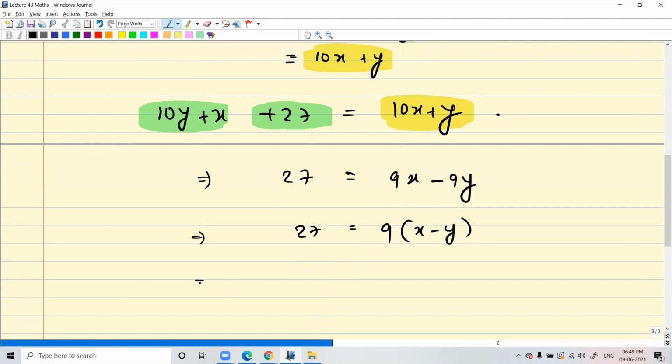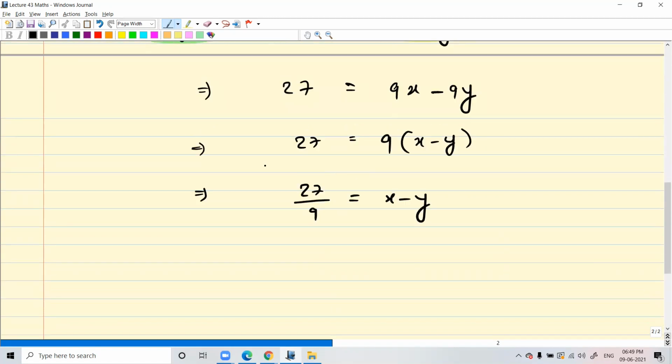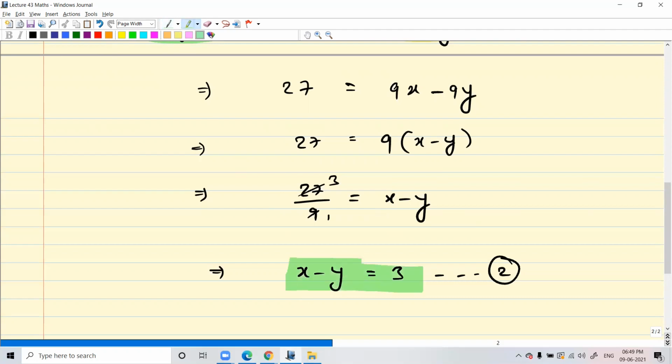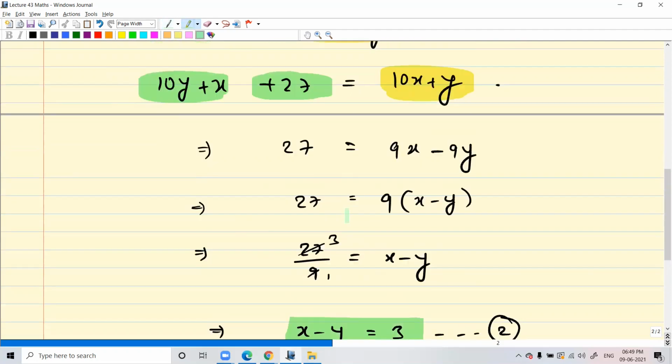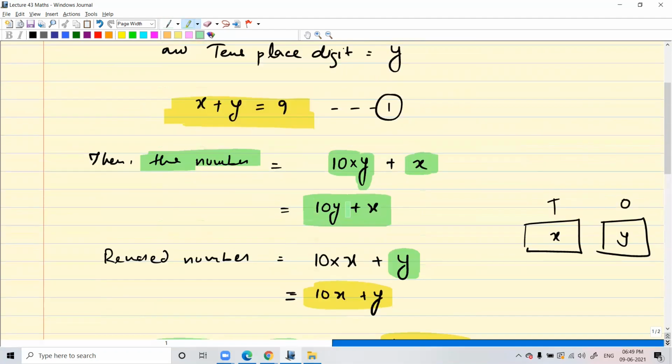Okay. So it becomes 27 by 9 is equal to x minus y. And this we can cancel. So I can write it as x minus y is equal to 3. Now this is my second equation. So I have got two equations now. x plus y is equal to 9 and x minus y is equal to 3.